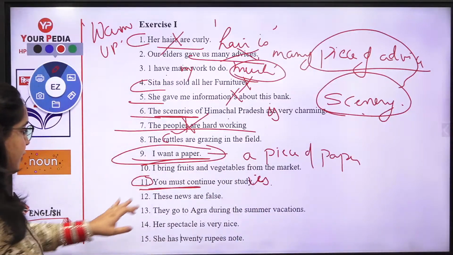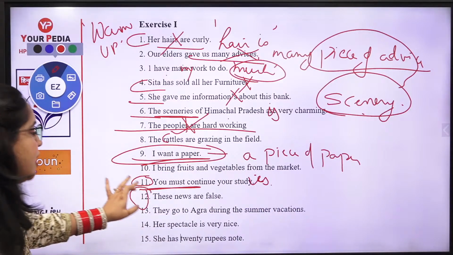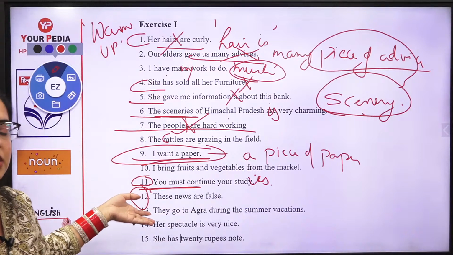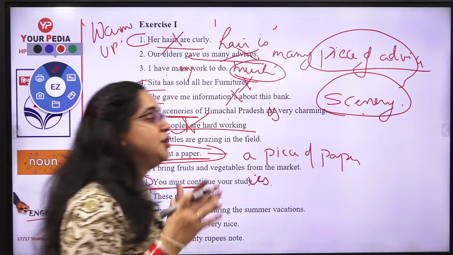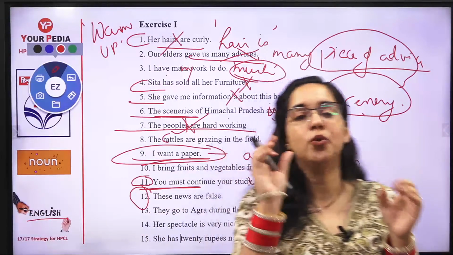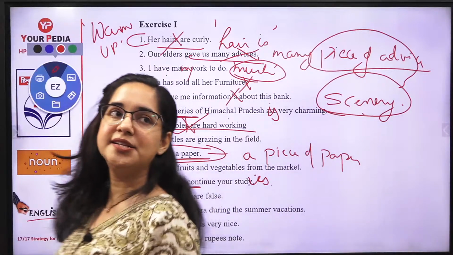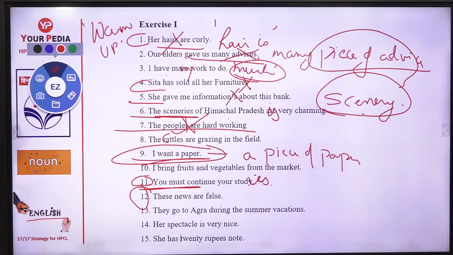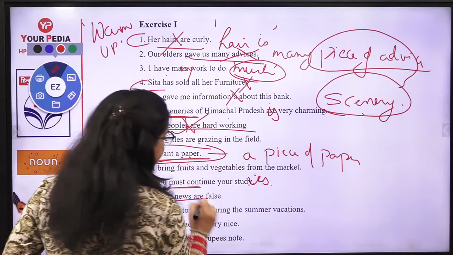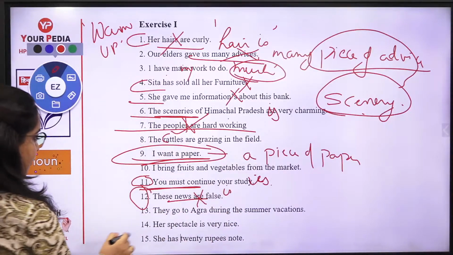Very good. Okay. Next is the news are false. Is it right? Is it wrong? We just do that right list that news is a thing. It's a word which looks plural, but it is not plural. It is singular in nature. So news के साथ is आ गया. News is false. Good. Go for this one.